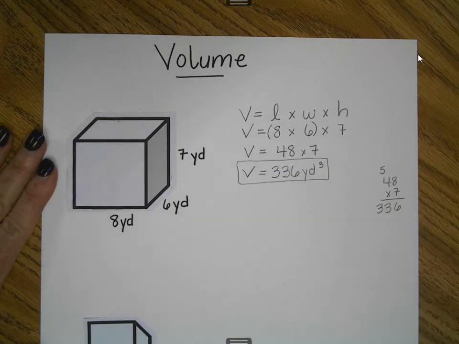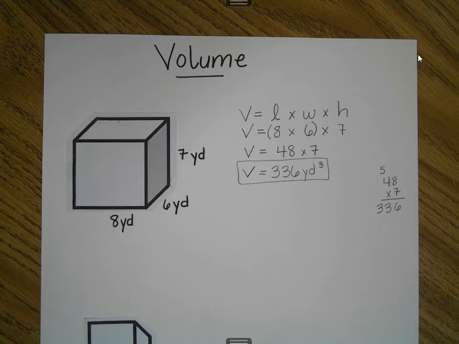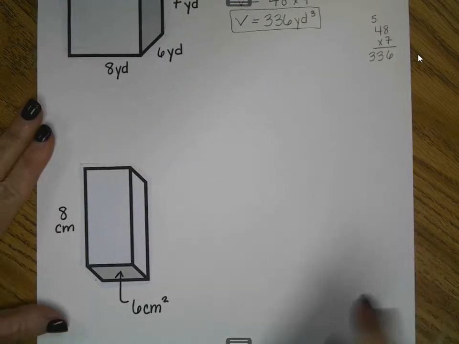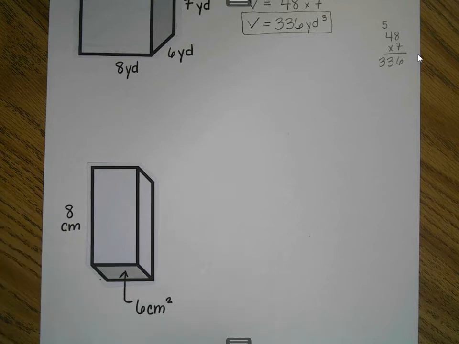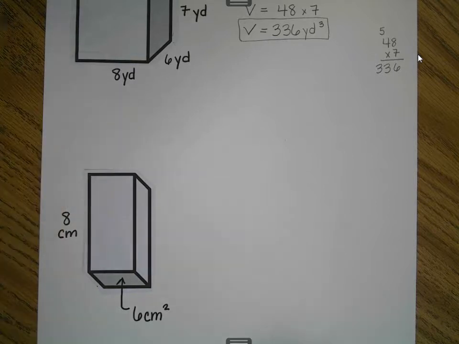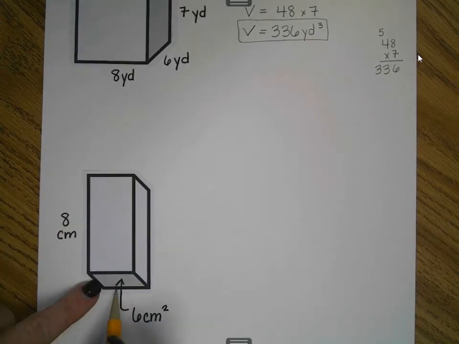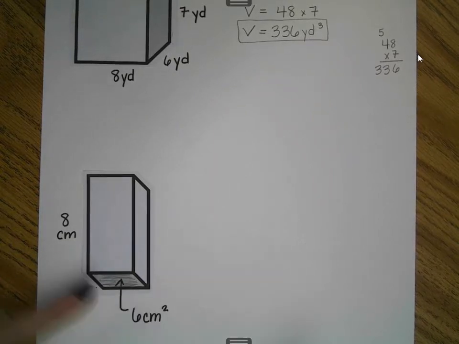Now, the second formula that we worked with for lesson 11.2 was in a scenario like this. We have a rectangular prism. I don't see 3 linear measurements like I did above. What I see is 6 square centimeters is this area right here. And that's what we call the base. It could be any of the faces. It's typically the one that you sit it on. That's why they call it the base, but it could be any of the sides.